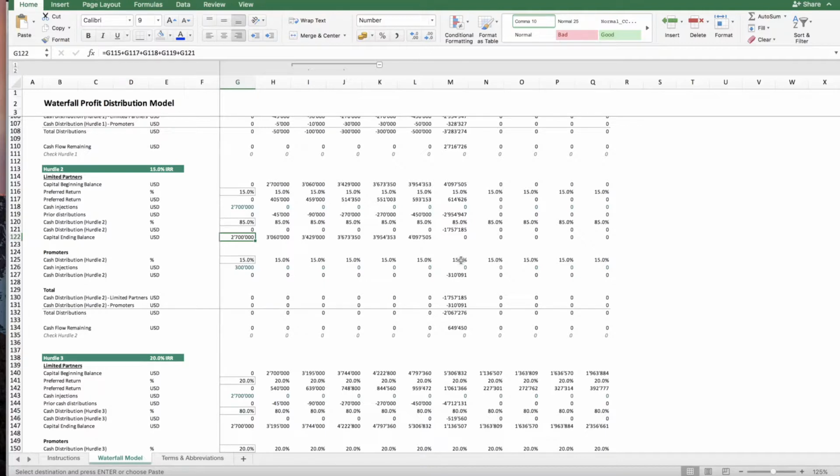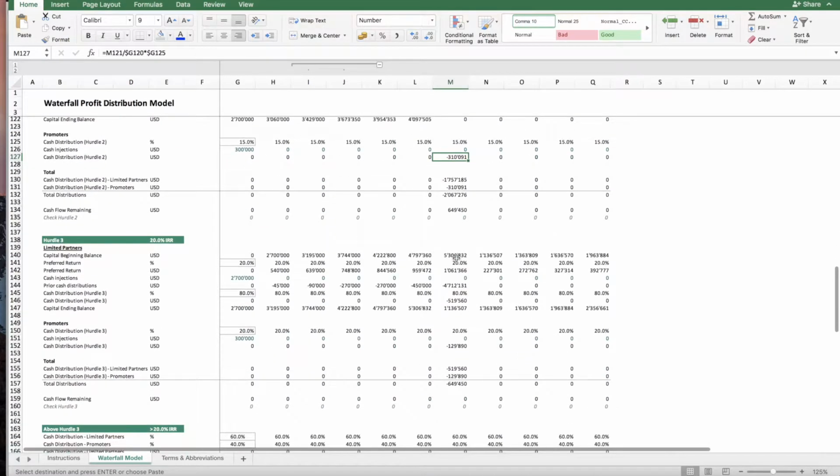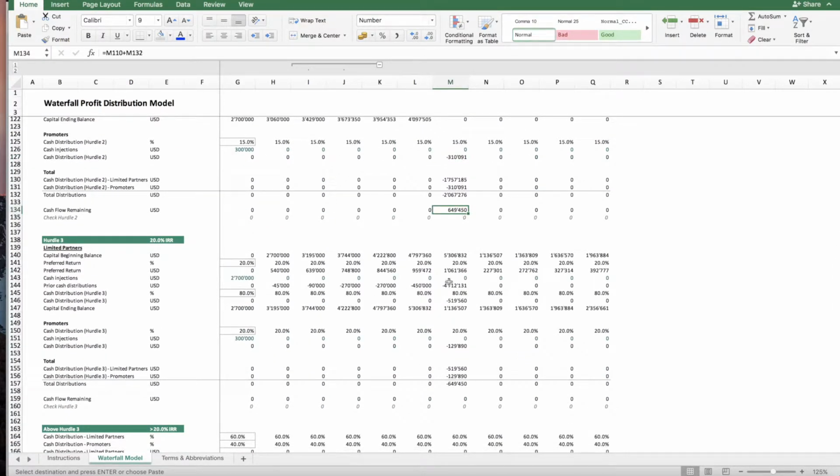In this case, we have a different profit allocation. The promoter gets 15%, so this means he gets a higher share of the available cash to be distributed. We even have some cash remaining. This then goes into hurdle 3.